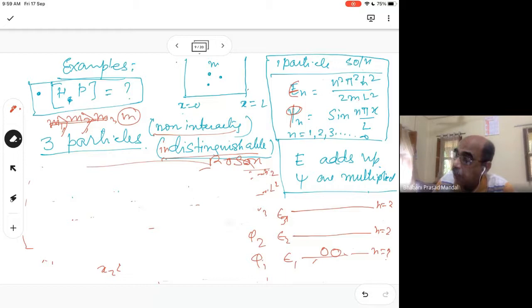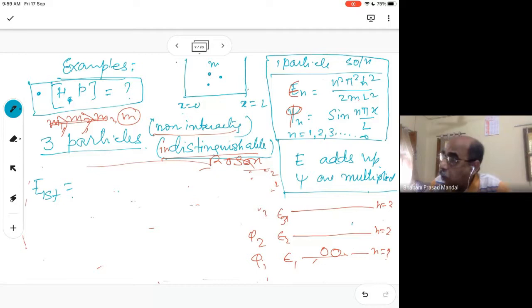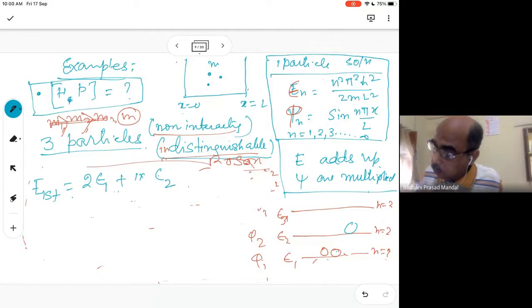What will happen again, as we know, E first excited for three particles. One of the particles will go up, suppose the third particle. Now they are indistinguishable, so whether the first particle is going up or the second or the third, we don't know. So one of them will go up. So the energy will be 2 times epsilon 1, the n equal to 1 state energy, because 2 particles are in n equal to 1, plus 1 times epsilon 2. So this is the energy of the first excited state.